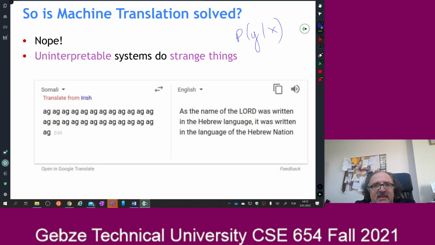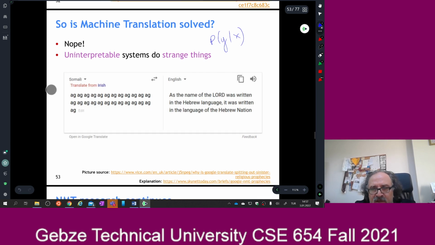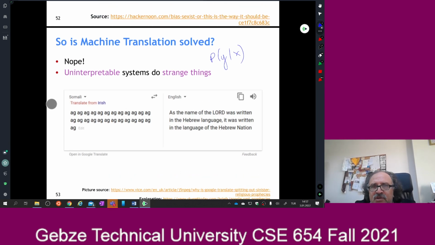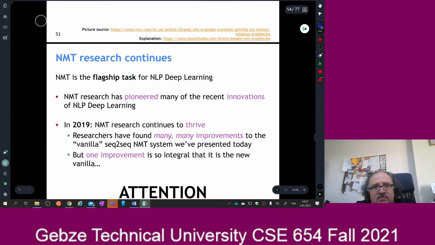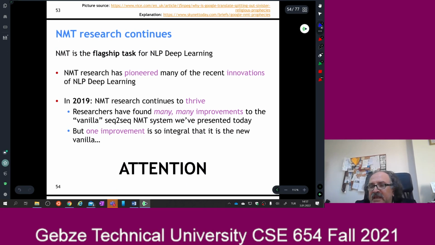Of course, these examples are a few years old. I think this is 2019 or 2020, I don't remember. They keep working on these, but you shouldn't expect that this kind of stuff will stop occurring. They will occur less often, maybe, but they will be there. We don't have perfect solutions for those. Okay, any questions so far on neural machine translation?